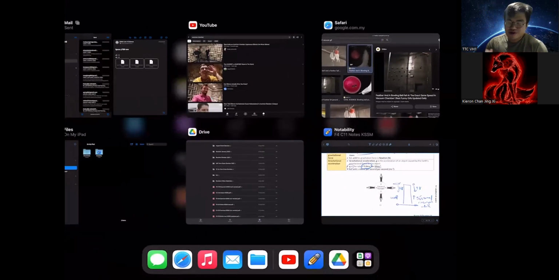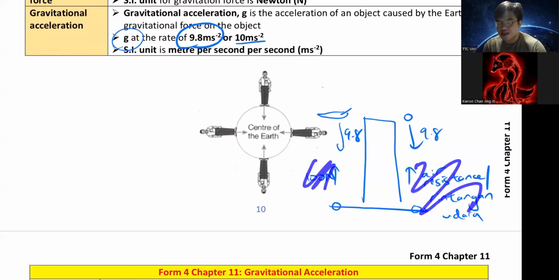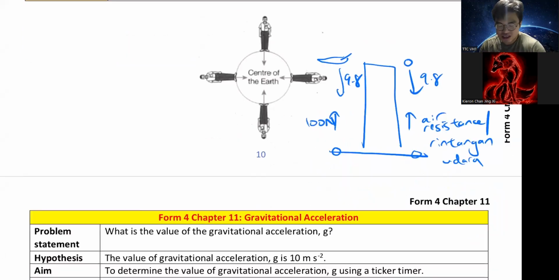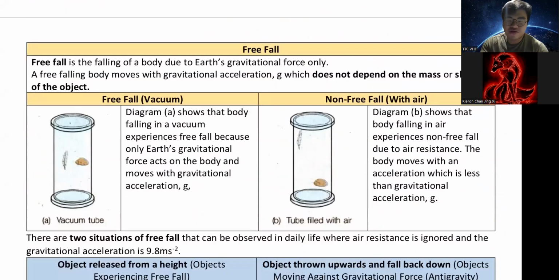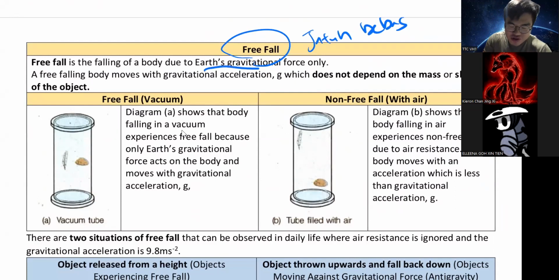There is a name for this situation. If there is no air resistance and they drop at the same time, we call this free fall, jatuh bebas. Free fall is when there's only gravitational force. There's only gravity. No air resistance, no friction, no nothing.